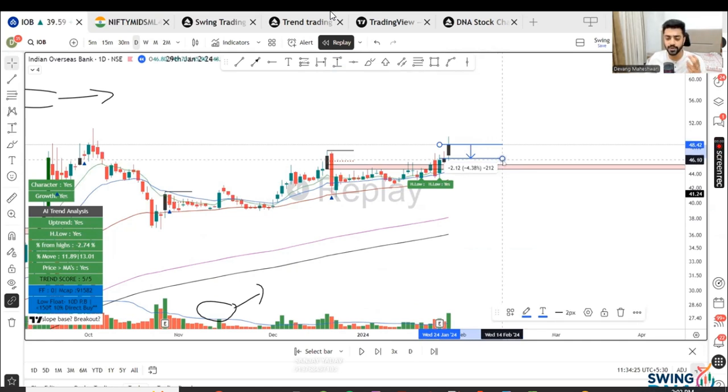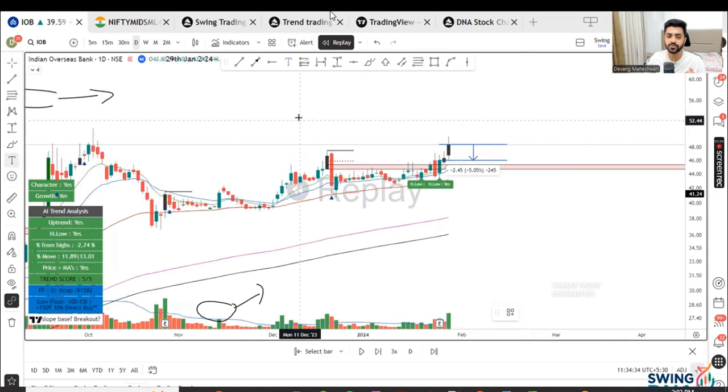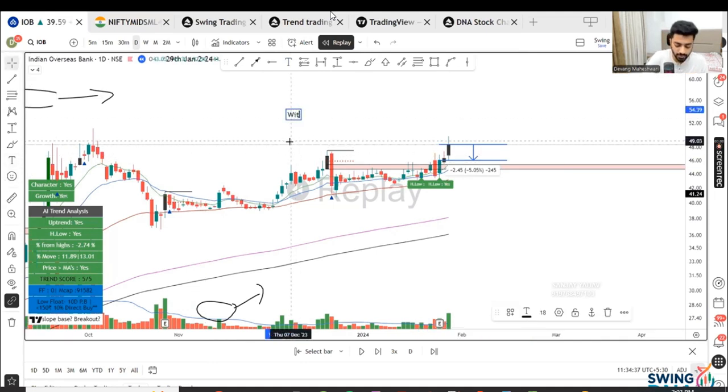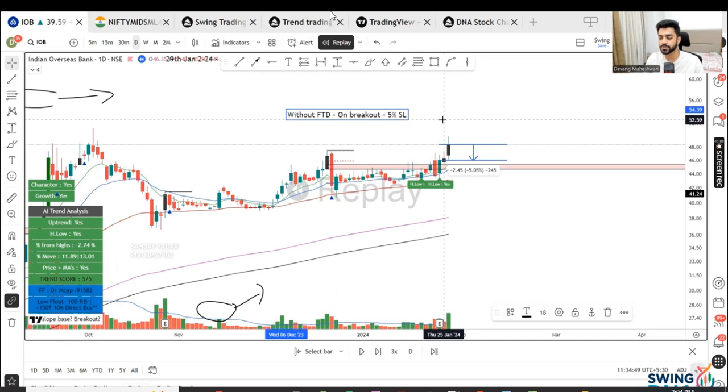because it is judgmental. It requires sectoral and market study to directly buy and not wait for confirmation. So here the stop loss is a direct 5%. You will put a 5% stop loss. So whenever you are buying without a follow through day on breakout, you have a direct 5% stop loss. Okay, you have a direct 5% stop loss in such cases. As it is hitting, you don't need to wait for any close as it crosses.